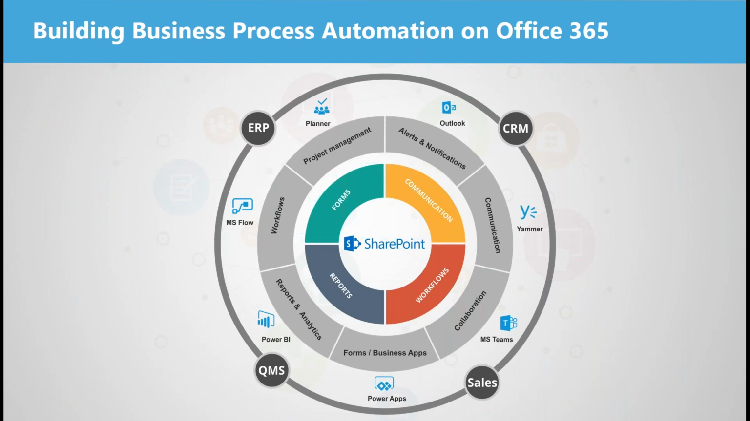So now, how do you use Office 365 to set up your workflows easily? You can build business process automation with three main components. One, key Office 365 tools to design and set up your workflows. Two, SharePoint, and three, your existing business systems. So the first component, key Office 365 tools for business process automation.